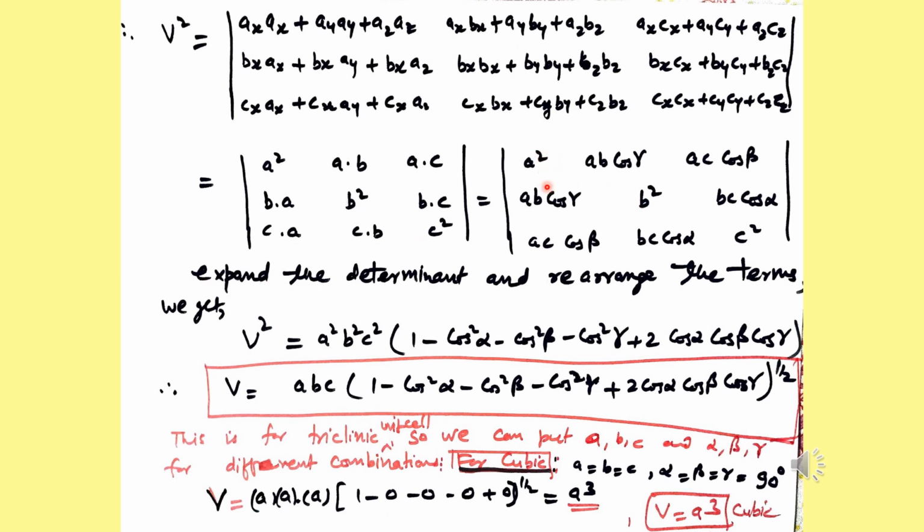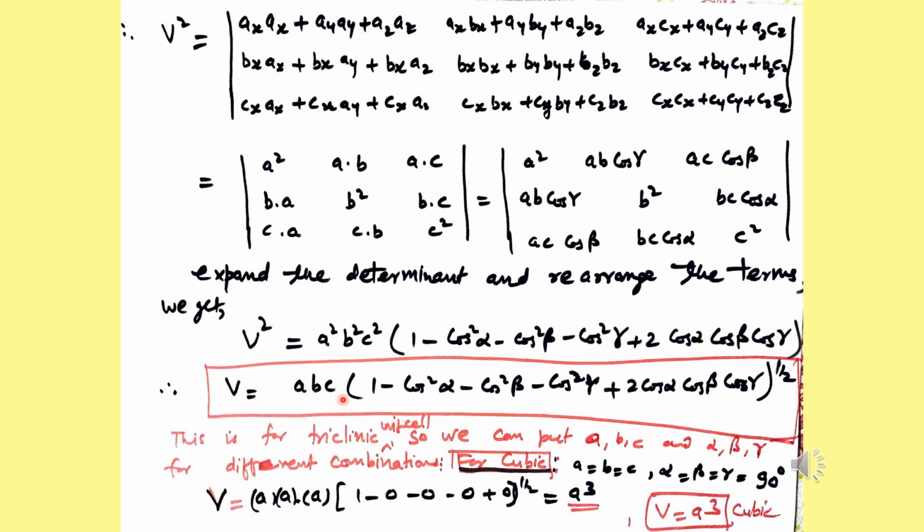And again we have to expand this determinant. First we write a square, so b square c square minus b square c square cos alpha, similarly plus ab cos gamma, and if we expand it further, a b c square cos alpha cos beta. So this is the expansion of this determinant, and finally if we rearrange the terms with a square b square c square as common, then in the bracket we have 1 minus cos square alpha minus cos square beta minus cos square gamma plus 2 cos alpha cos beta cos gamma.